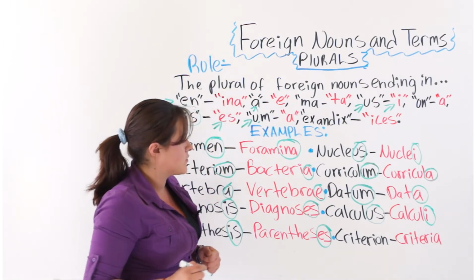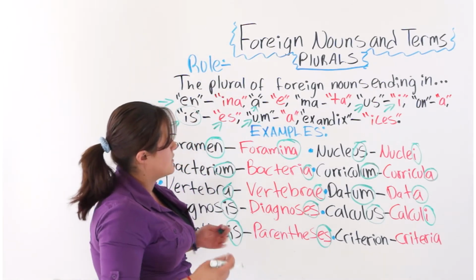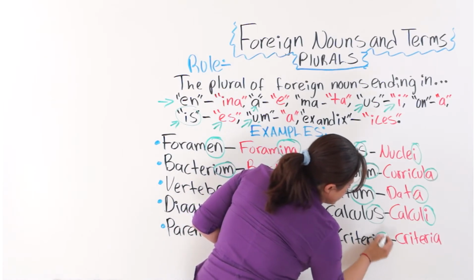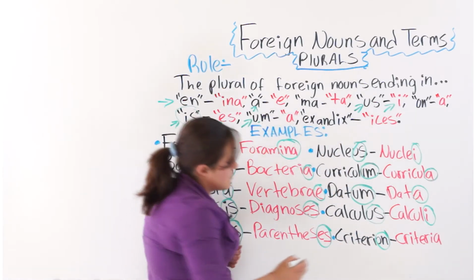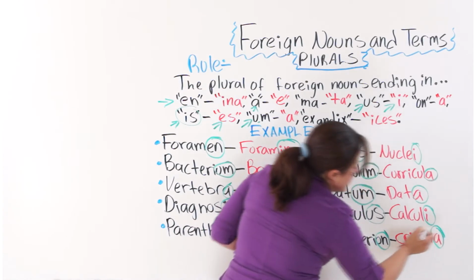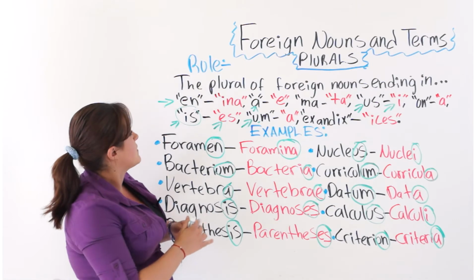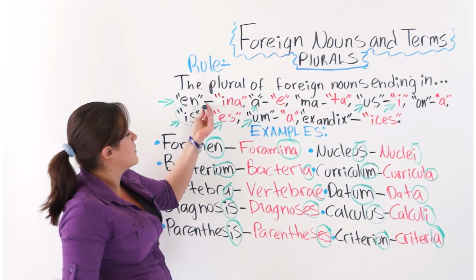And the last one is criterion. It ends with an O-N. So since it ends with an O-N, you will replace it with an A. As you can see, I followed this rule step by step.